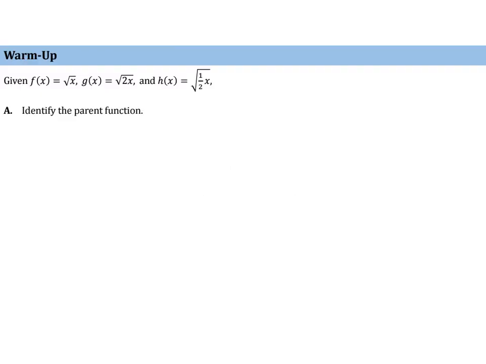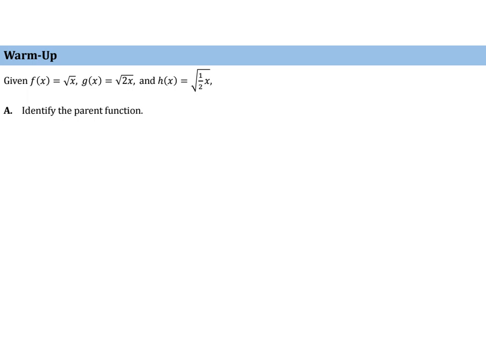So notice we have our parent function again, f of x equals the square root of x. g of x is 2 times x and then take the square root. So notice 2 is affecting the input of the square root before the square root is taken. Likewise, the 1/2 is applied to x and then the square root function. So we will see a horizontal movement.